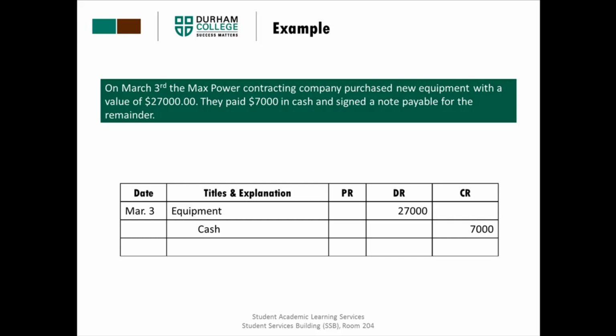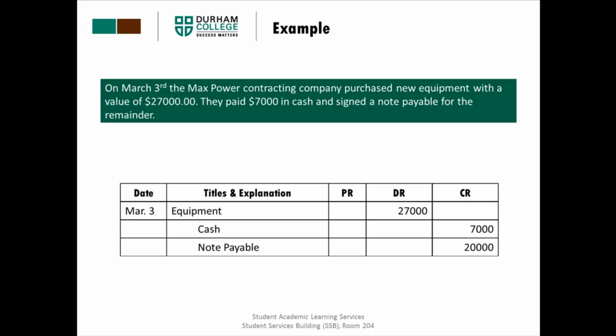A loan is a liability to the company, and in this situation, the company liability is increasing. We must use a credit to increase liability accounts, and so the note payable account is another credit in the transaction. The transaction then looks like this. The amount of the credit is simply the total cost of the equipment minus what was paid for using cash.